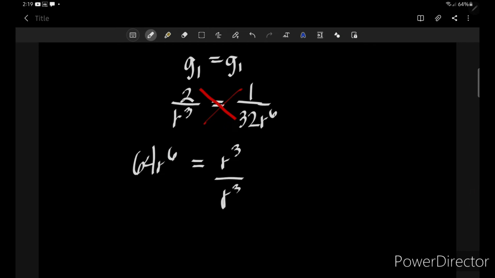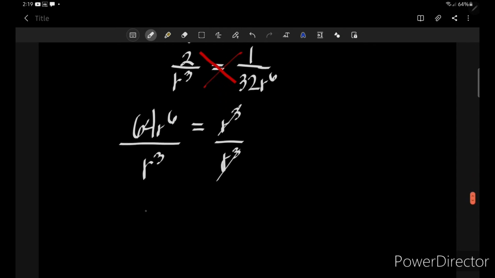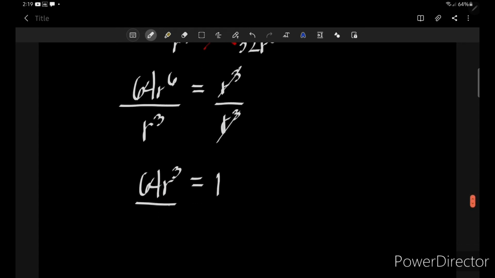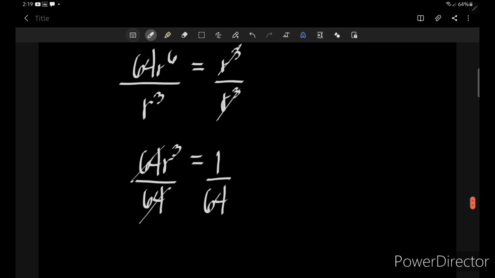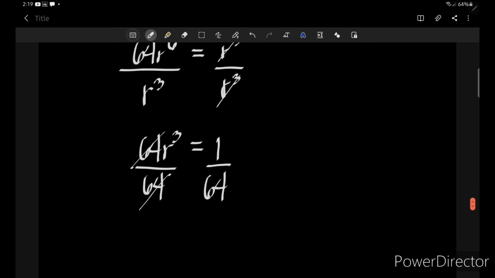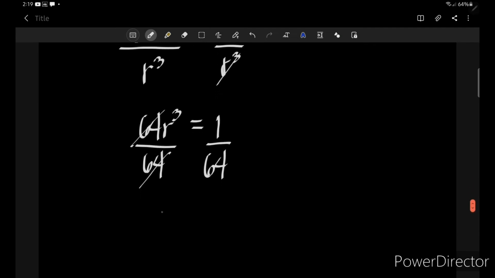Divide r cube both sides. Cancel. Right? R raised to 6 over r raised to 3 is r cube. So, you have 64r cube equals 1. Okay? Then, divide 64 both sides to cancel this numeric value on the left side. So, you have now r cube equals 1 over 64.